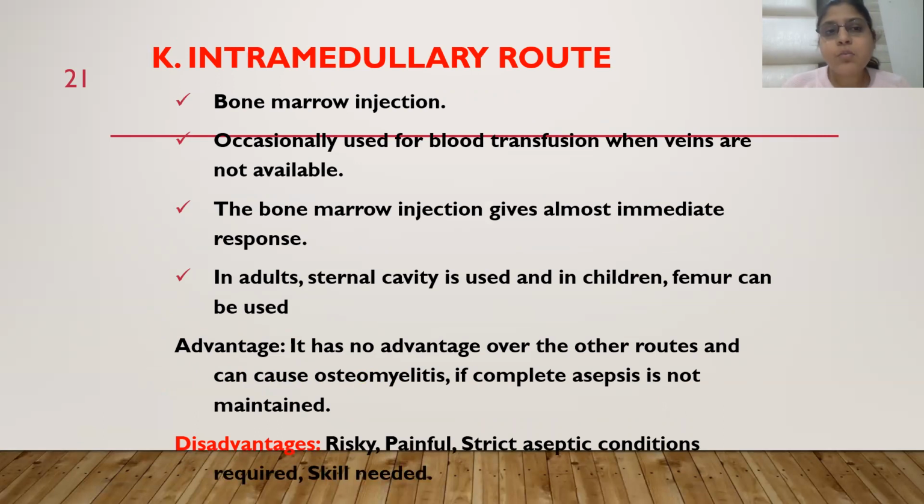Intramedullary injection is given in the bone marrow, occasionally used for blood transfusion when veins are not available. The bone marrow injection gives almost immediate response. In adults, the sternum is used, and in children, the femur can be used. Disadvantages: it can cause osteomyelitis if complete asepsis is not maintained.